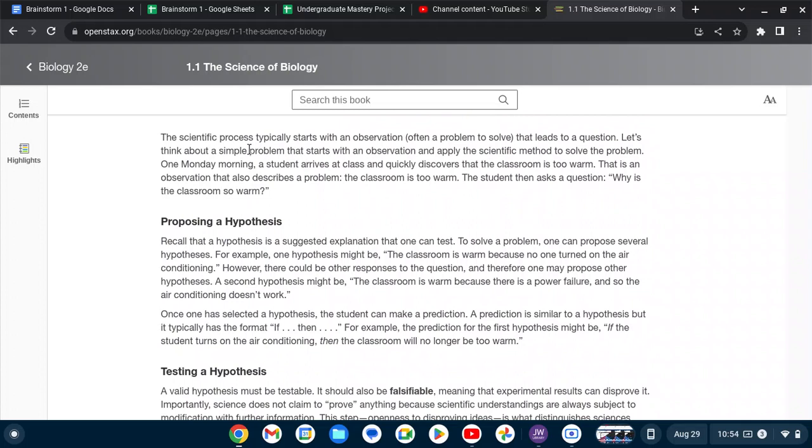One Monday morning, a student arrives at class and quickly discovers that the classroom is too warm. That is an observation that also describes a problem. The classroom is too warm. The student then asks a question: why is the classroom so warm?